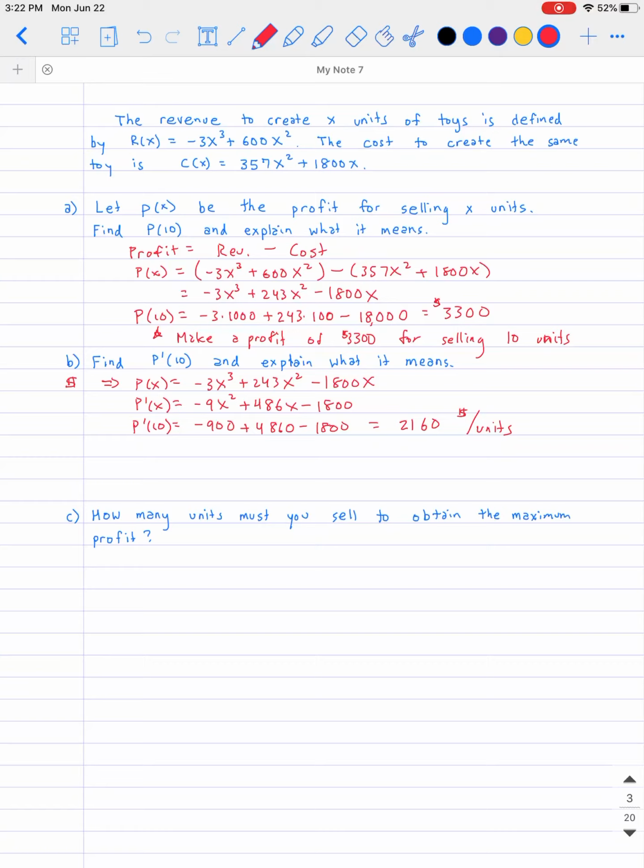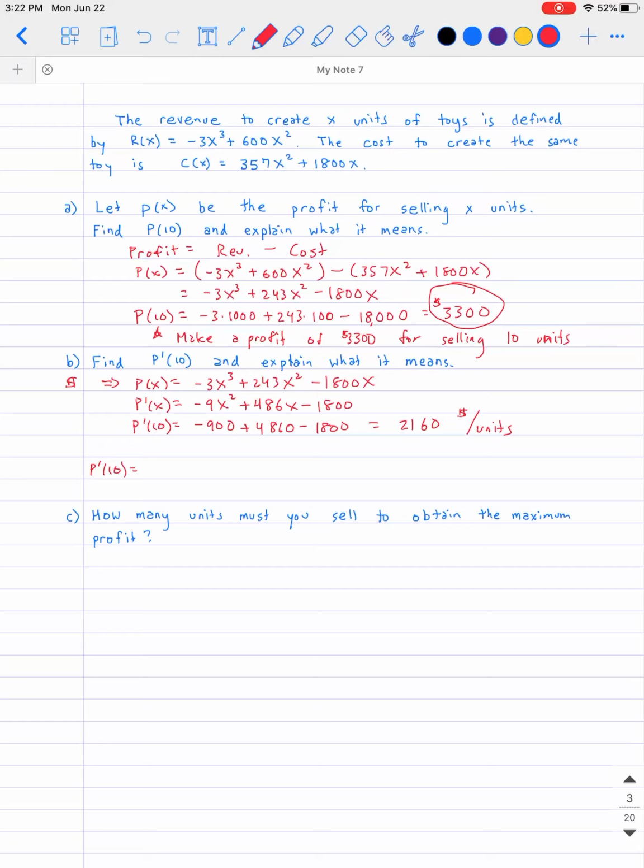So the conclusion is that this P prime of 10 that we're solving for, that represents how much more profit we're making from selling from the 10th unit to the 11th unit. So meaning if I'm going to go from selling 10 units, which is supposed to be $3,300, if I sell 11 units instead of 10 units, meaning 1 unit more, I'm going to make approximately $2,160 more. So here, let me just kind of write this out.